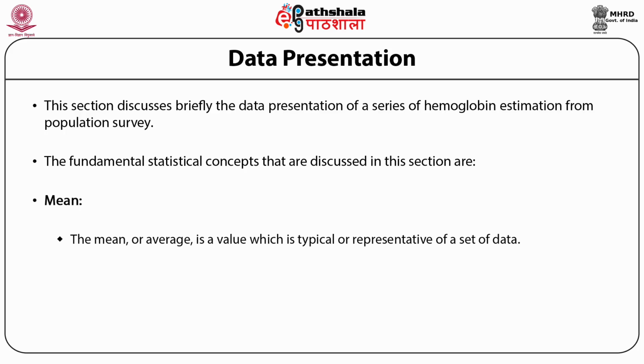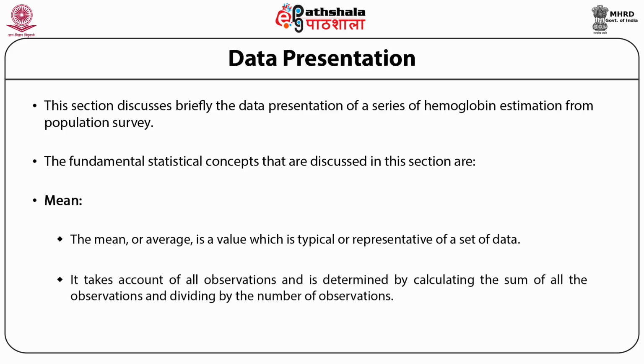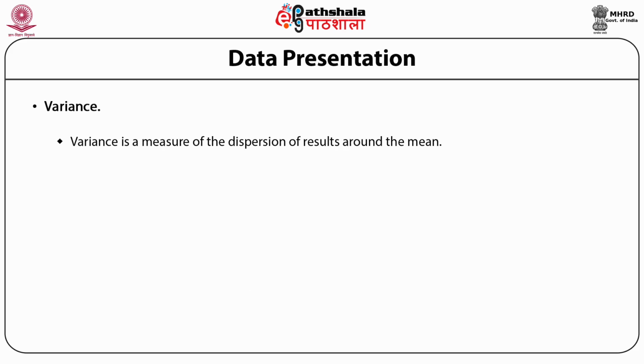Mean. The mean or average is a value which is typical or representative of a set of data. It takes account of all observations and is determined by calculating the sum of all the observations and dividing by the number of observations. Variance is a measure of the dispersion of results around the mean.